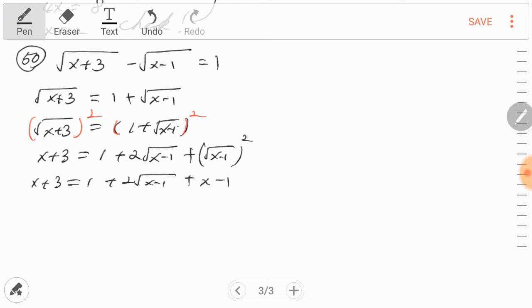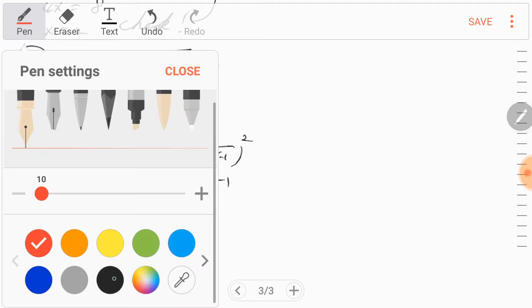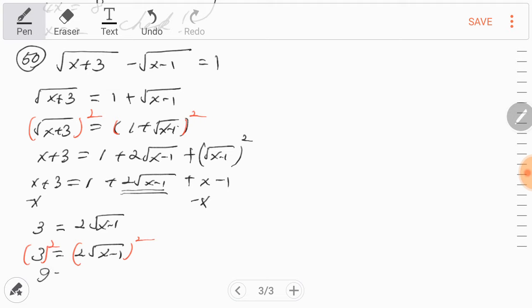And then simplify. We have x minus 1 over here, so leave that one and move the others to the left. So minus x each side, then that one cancels out. 3 equals, okay, 1 minus 1 is 0. So we have this. Then let's square each side. You can square each side or you can divide the equation by 2, still okay. But let's square each side.